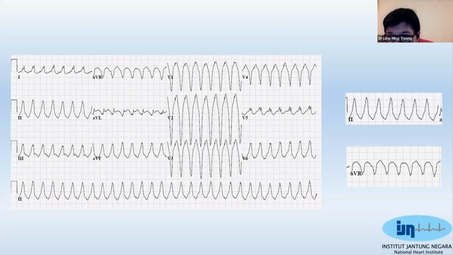By eyeballing, I think it's about two boxes. So VT, and did the patient eventually have VT? Yes, the patient has VT. So let's go to the second one.